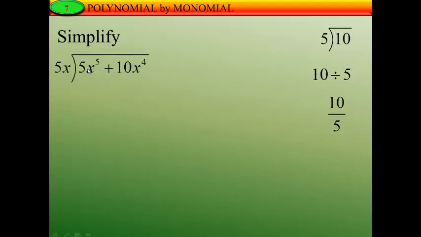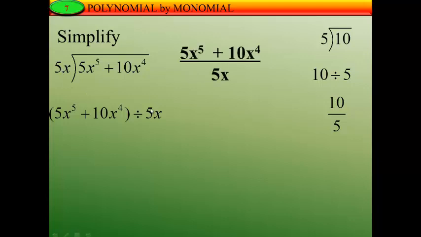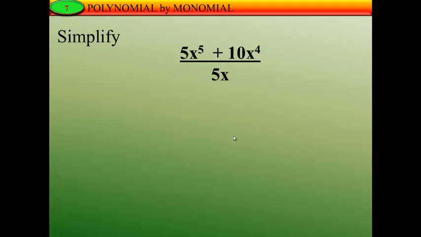Now if I have here a polynomial divided by a monomial, we can write this as 5x squared plus 10x⁴ divided by 5x. Or we can also write this expression as 5x to the fifth power plus 10x to the fourth power, divided by 5x. We are going to use this notation in simplifying division of a polynomial by a monomial. The first step is to separate your numerator and then use the same denominator.